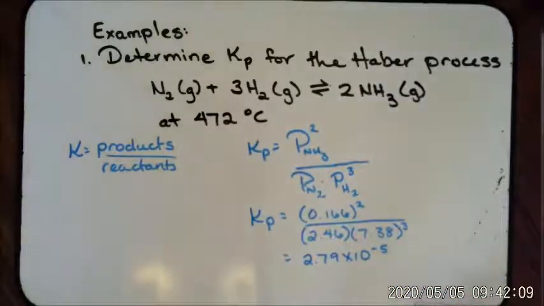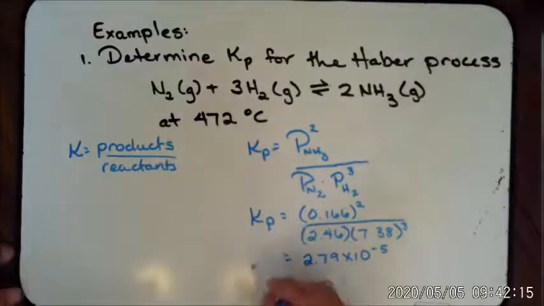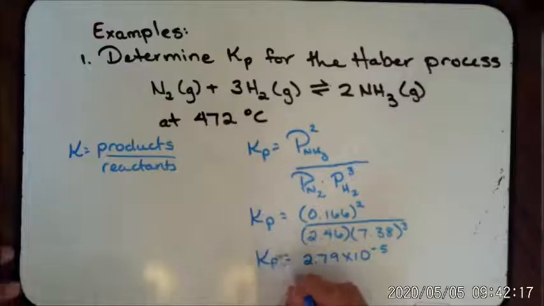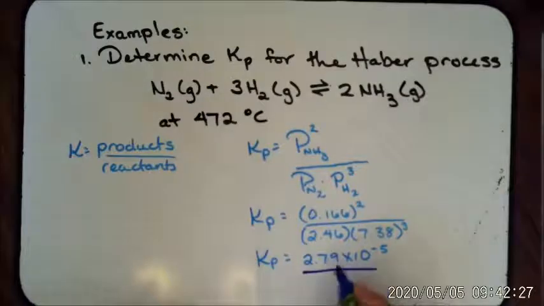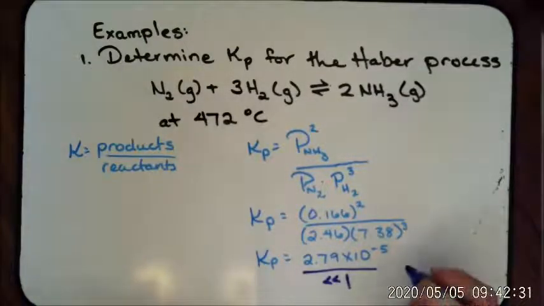Okay, so my question for you is this: not only do we calculate Kp, but does this reaction lie to the right or to the left? As you can see, because my value is much less than 1, it's going to lie to the left.